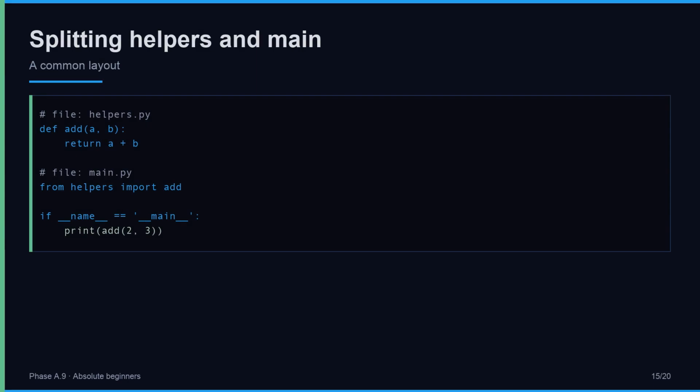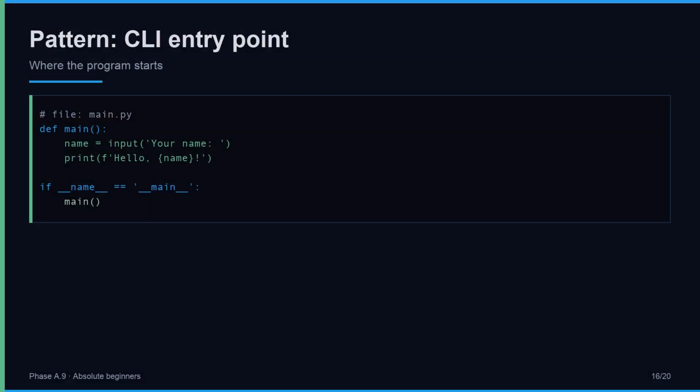Here is a common layout for real projects. helpers.py holds pure functions like add. main.py imports from helpers, then guards the script-only work with the __name__ main check. You can import add from helpers anywhere, in main, in tests, in other modules, and never trigger the script. Only running main directly fires the print. This split between library code and script code is the foundation of how Python projects are organized. The common layout.